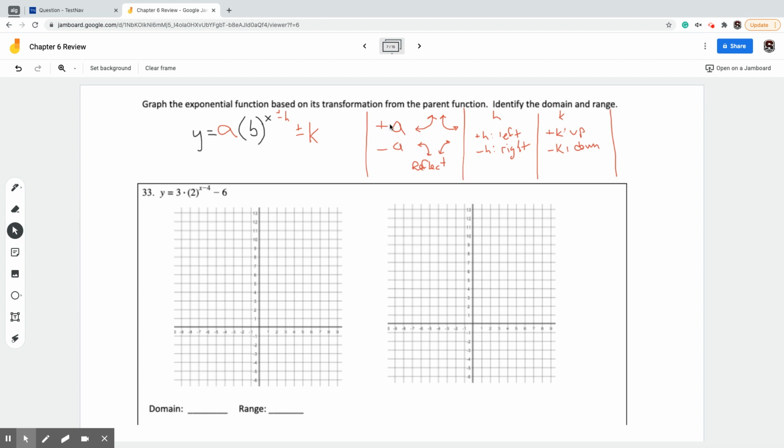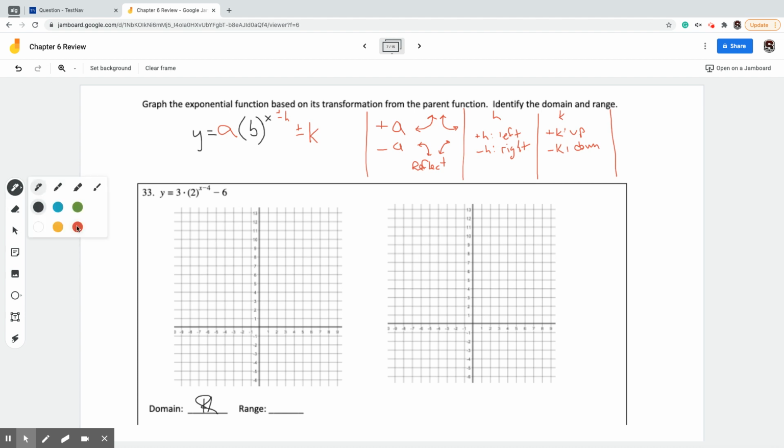Now, combining this area, if it's below, and where the k goes up and down, that's going to affect my range. I know that my domain is all real numbers, and my range is going to be clear once I actually graph it, so I'll wait to answer that question. Now, what I'm going to do is try to write the parent function over here.